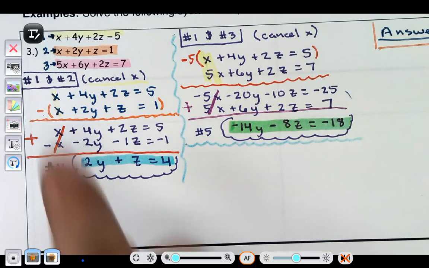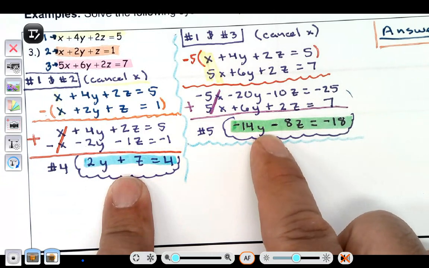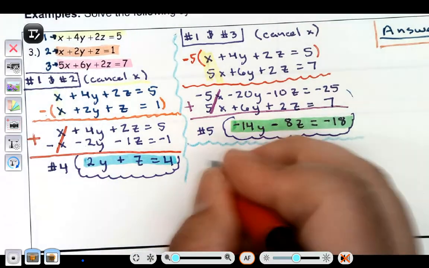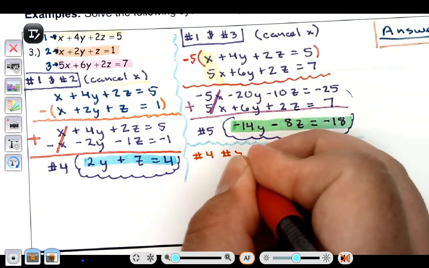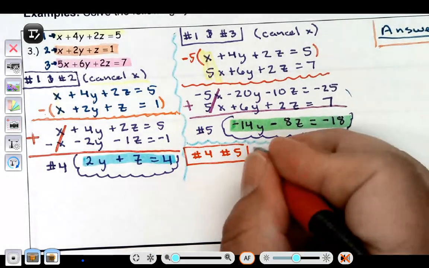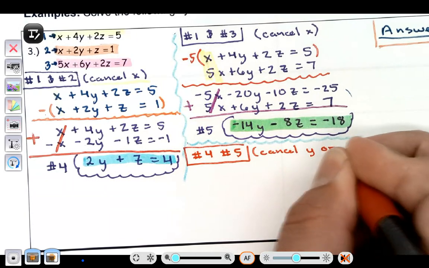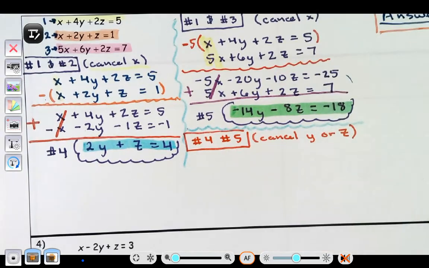All right, I worked with 1 and 2. I worked with 1 and 3. Well, now I'm going to work with these 2 new ones that we just created. So the next step is I'm going to work with number 4 and number 5. And all I'm going to do is tell you we are going to cancel Y or Z. Doesn't matter this time. Now you get to pick. You will pick which one. You just want to make it go away.